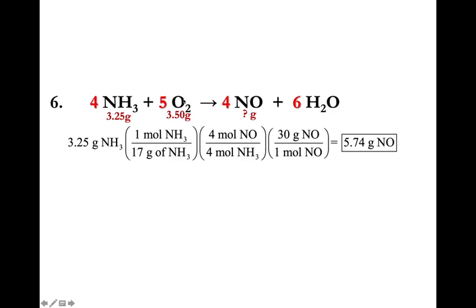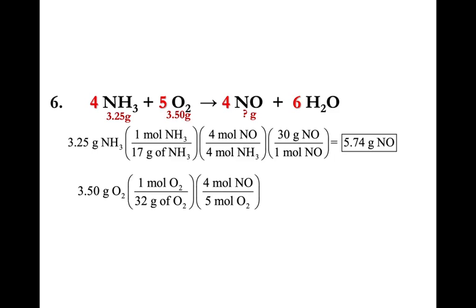Now let's do the reverse. Let's say I have 3.5 grams of oxygen, but I have an unlimited supply of ammonia. Same process. I'm going to first divide by the molar mass of O2, which is 32 grams. Then I'm going to use the mole ratio, which in this case isn't 4 to 4, it's 5 to 4, so I can't just reduce this to 1 to 1. And then once I'm in moles of NO, I'm going to figure out how many grams I have by multiplying by the molar mass.